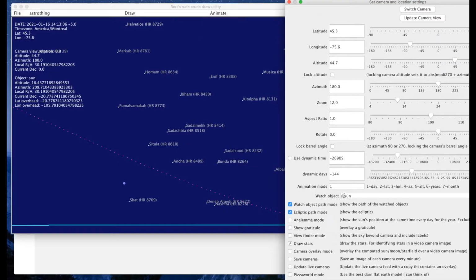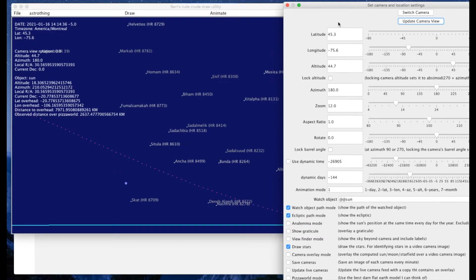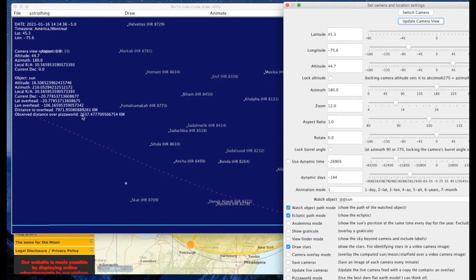And I also added additional verbosity by providing additional information as well. From my present rough location of Ottawa, the distance to where the sun would be directly overhead would be 7,971 kilometers. If the altitude of 18.3 degrees is correct, then that would mean that the sun would be 2,637 kilometers above the Earth from my distance to this geocoordinate.